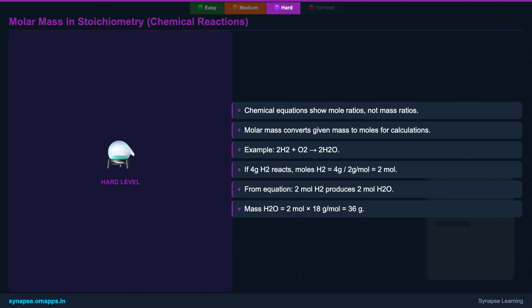For instance, chlorine has two main isotopes, Cl-35 and Cl-37. Its average atomic mass, and therefore its molar mass, is about 35.5 g/mol, reflecting this natural mix. This precision is vital for accurate chemical calculations.